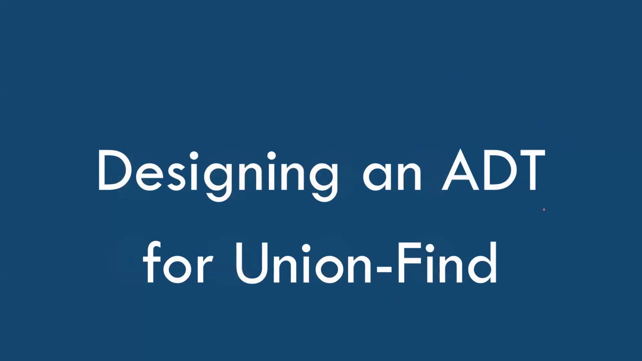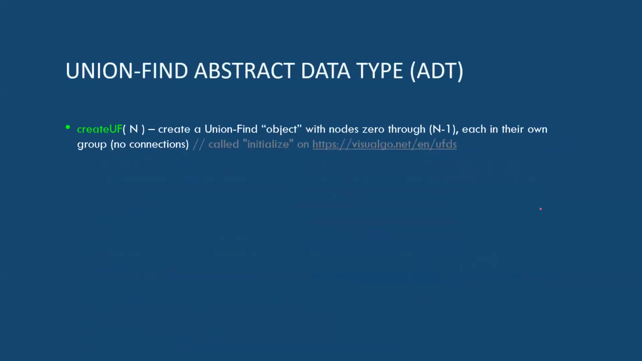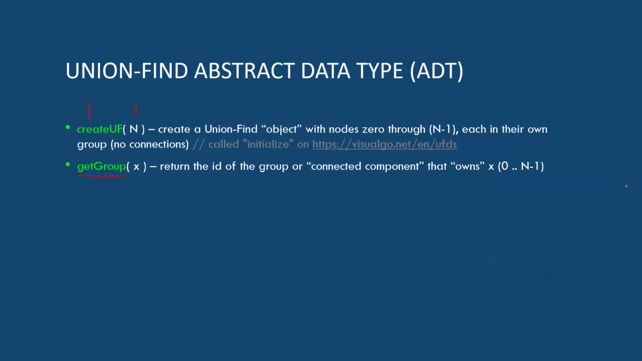So we want to design this abstract data type more or less. So we're going to have a constructor to create the initial nodes. We will ask what group or component ID you are in, right?